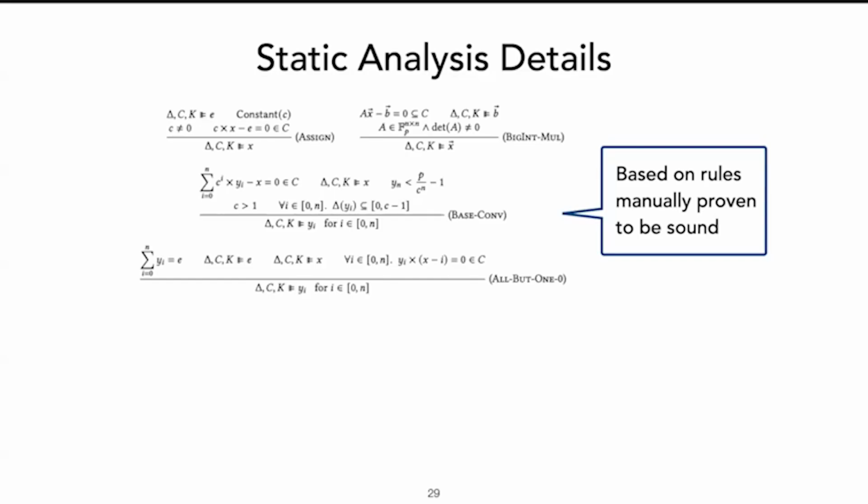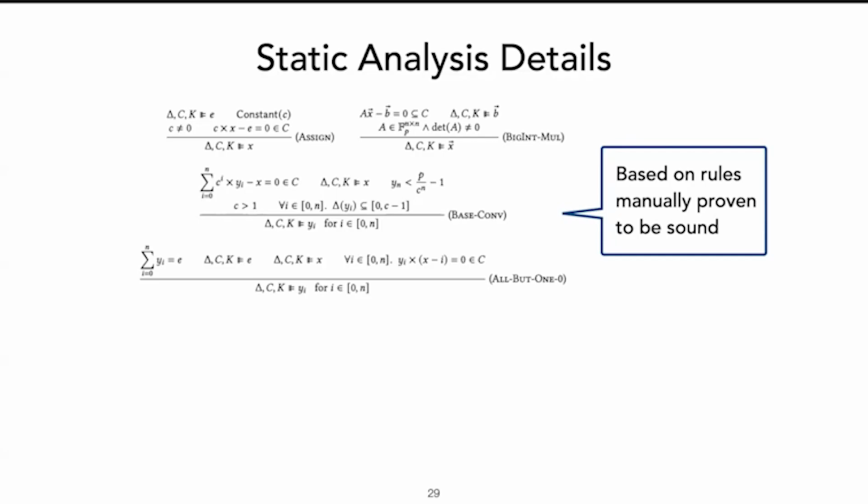And just to give you a sense, for example, we have this assign rule which says that, let's say your constraint has an equation of the form C times X is equal to E, right? So this is syntactically one of the constraints in your circuit. And you know that C is a non-zero constant, and you've also proven E to be deterministic. From that, you can conclude that X is also deterministic.